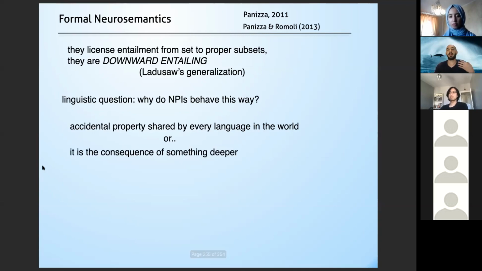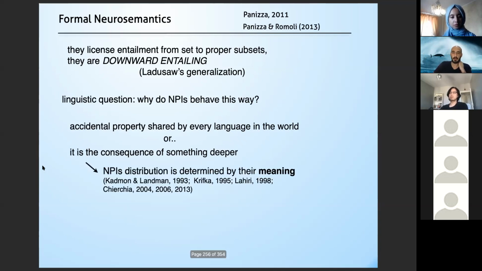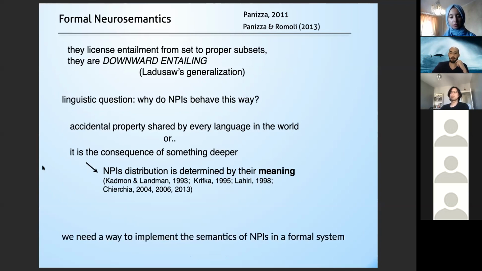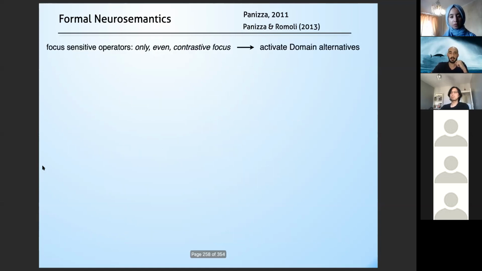The idea is that it's not an accidental property shared by every language in the world, because you can find this kind of words in every language, but it is the consequence of something deeper. Basically, the NPI distribution is determined by their meaning. The fact that they can only occur in this context is because of this property. But then again, why are they so picky? Why do you get this sort of logical contradiction if you use the NPIs in the wrong context?